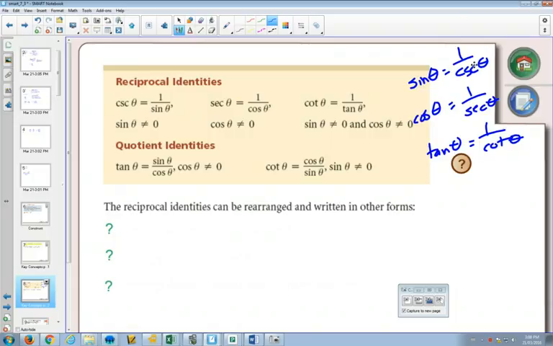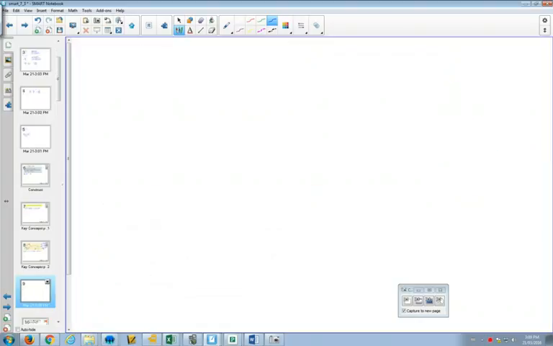We've also learned quotient identities. You have that at the bottom. You know that tan is sine over cos, and cotangent is cos over sine. With this, they're going to say, these are the tools you can use. You'll have a certain number of identities that you know, and from that, you're going to prove new identities. So I'm going to make up one right now, and I'm going to show you what these questions look like.